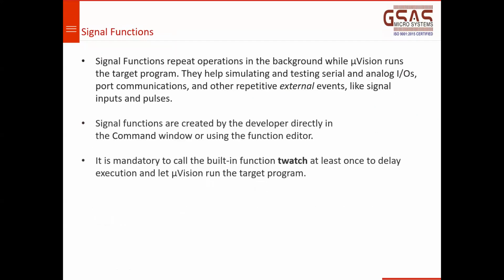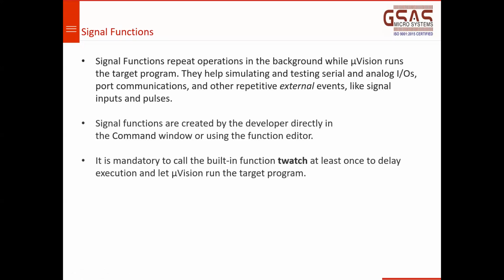Signal functions are functions which operate in the background. In the foreground, in the Keil IDE debugger in the simulator, your main application, what you have written, will be executing. In the background, these signal functions will be executed. You may ask, if the signal functions are executing in the background, how will my foreground application execute? This is done by giving a delay. That delay is called twatch. With twatch, we can give the delay in terms of machine cycles, so twatch is based on the machine states.